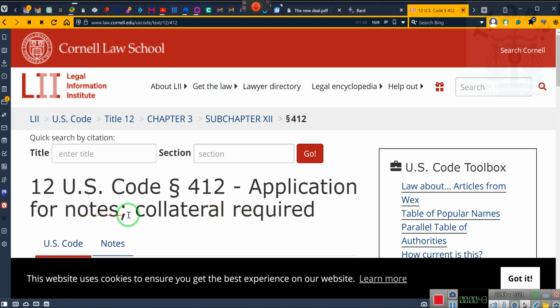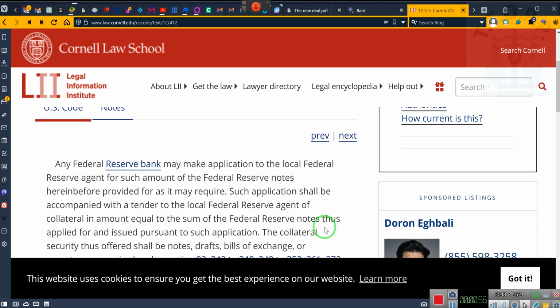412, application for notes. So you are applying for Federal Reserve notes. That's all you've got to focus on. If you got a car loan, student loan, or a home loan, it was acquiring Federal Reserve notes. You were applying for the advancement of Federal Reserve notes.